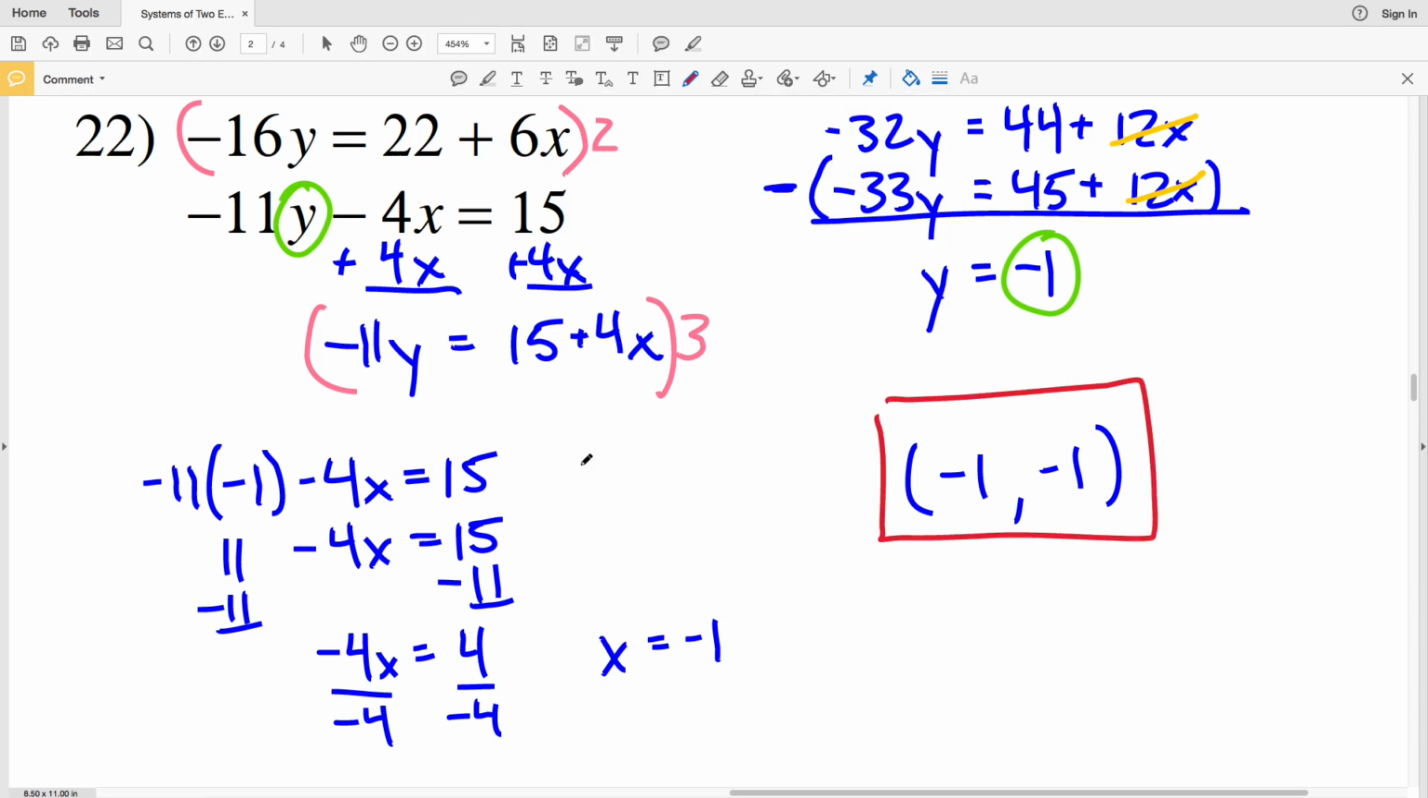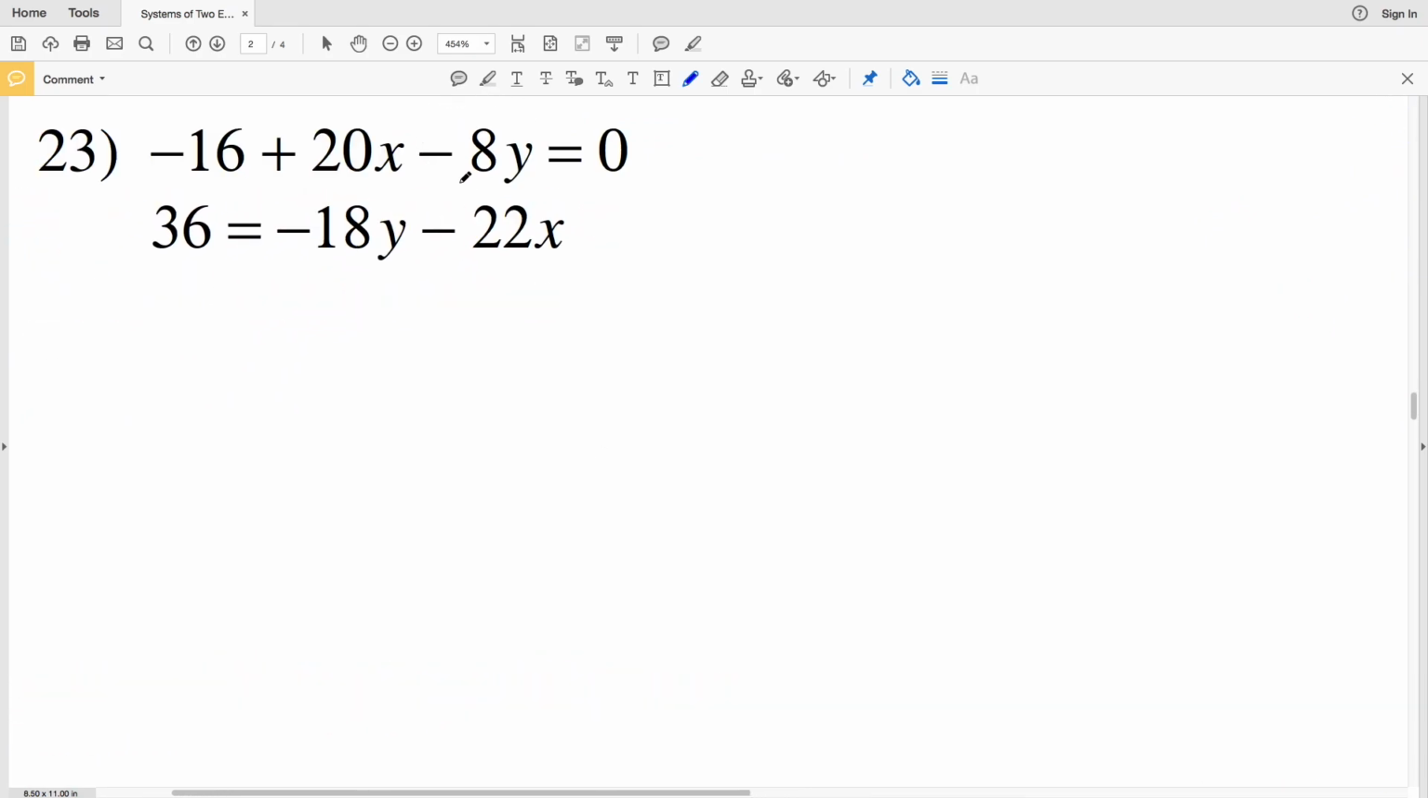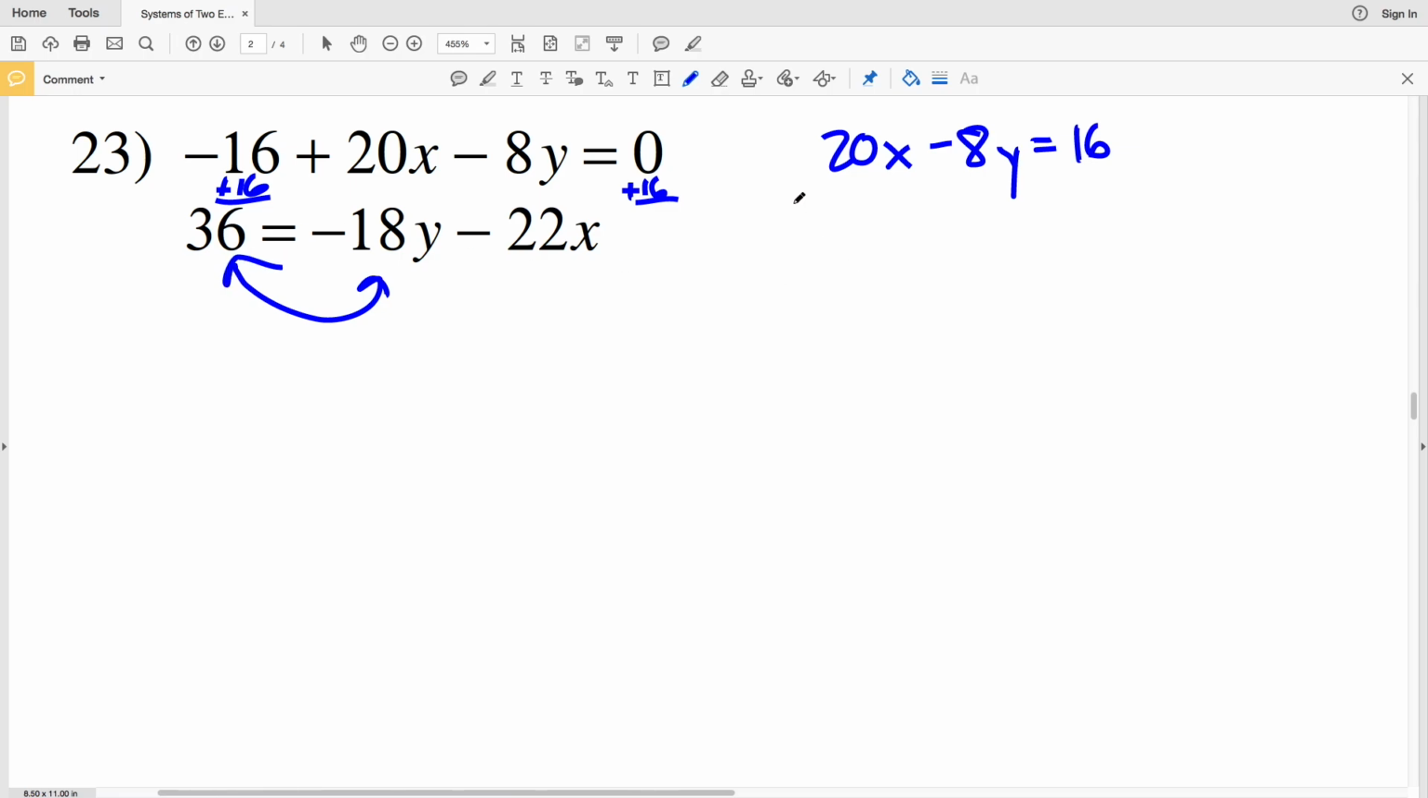Let's move on to number 23. Now in number 23, I'm going to need to rearrange this top equation so that it's in the same form as my bottom equation. And I'll do so by adding 16 to both sides so that my constant is on one side. So I'll get 20x minus 8y equal to 16. And then in this bottom equation, I'm going to flip it around so that I have my constant on my right-hand side. So negative 18y minus 22x, I'll write as negative 22x minus 18y, and that's equal to a positive 36. Now I'm going to simplify before I try to eliminate.